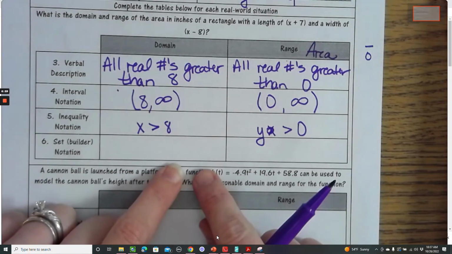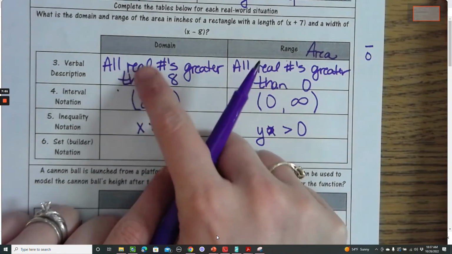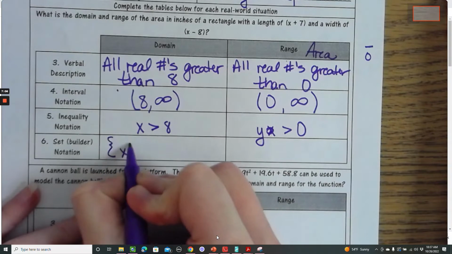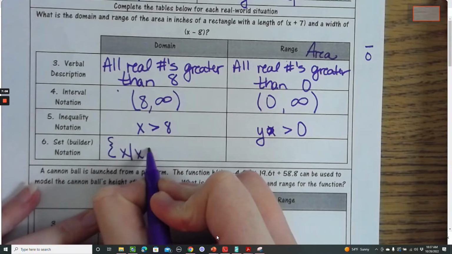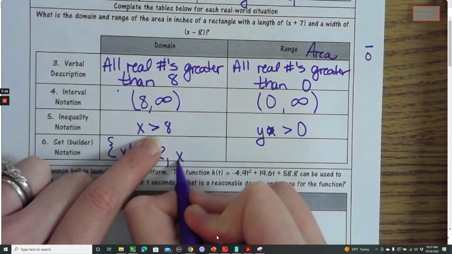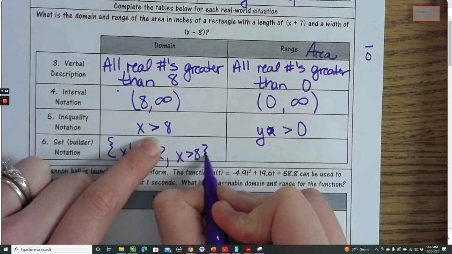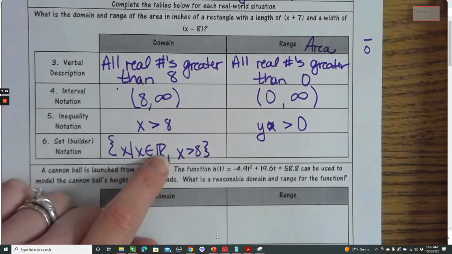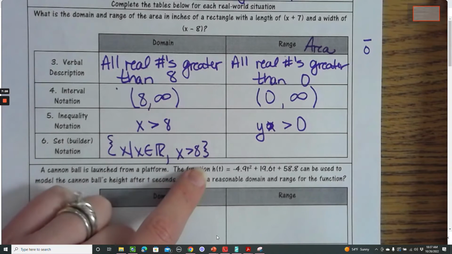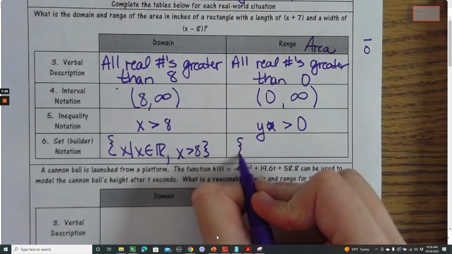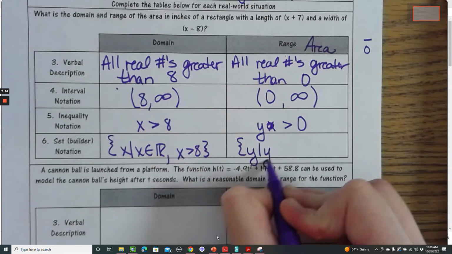All right, set builder notation. I take the set we're talking about, real numbers. So x is a member of the set of real numbers, and then I tack on the inequality. Okay? Set notation is the set of numbers and the parameter of that set, or the inequality. So this one would be y is a member of the set.